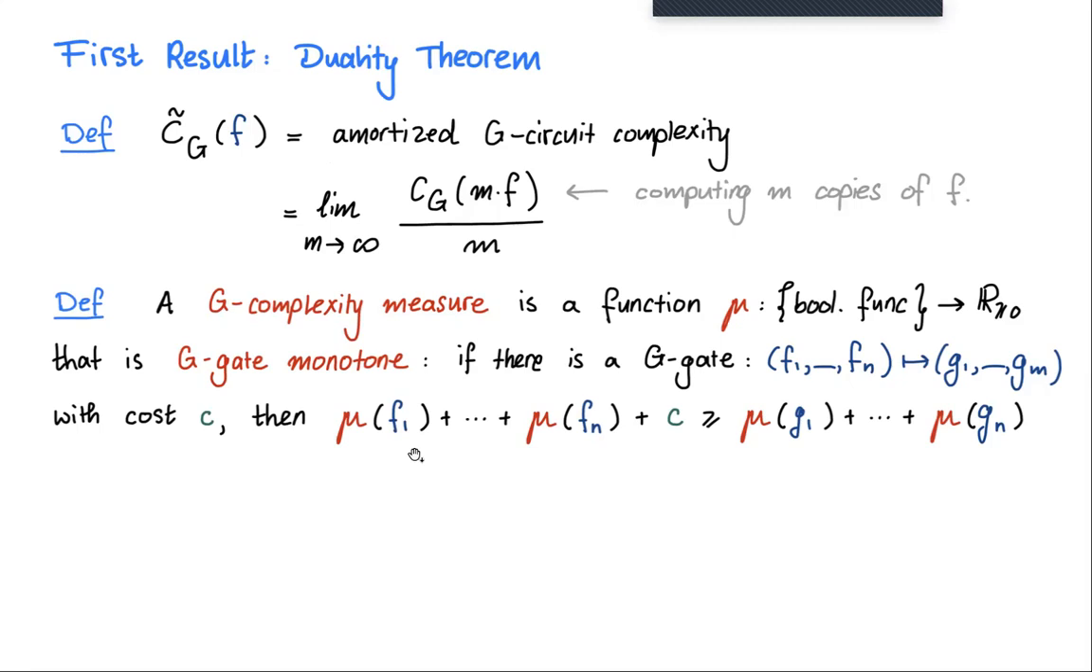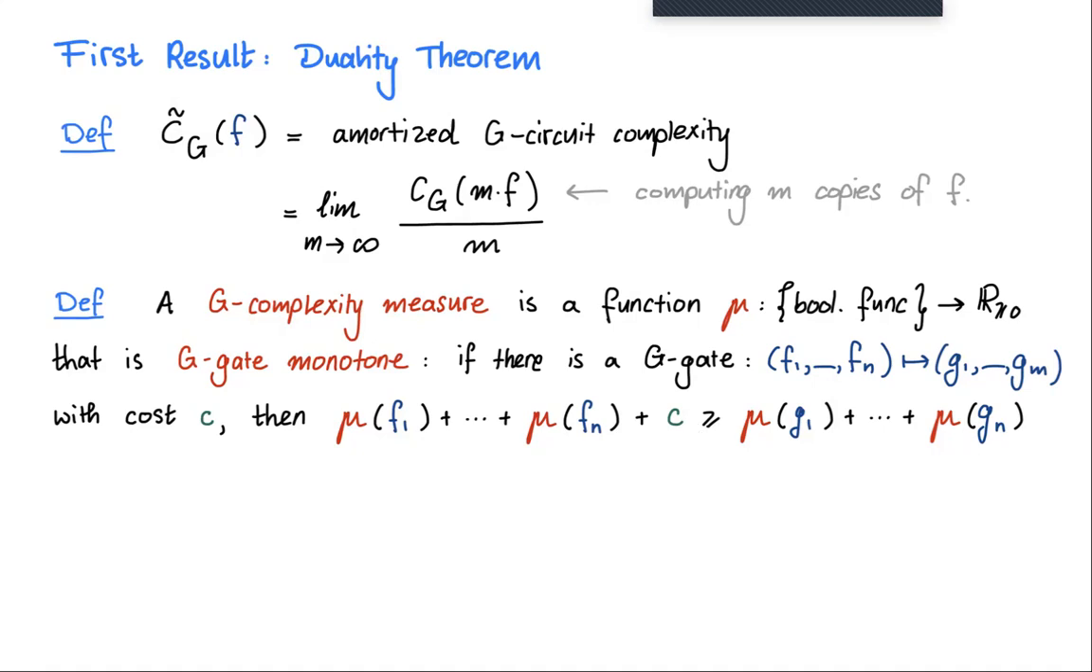And to explain the duality to you, I define a G complexity measure as a function mu from Boolean functions to the reals that is G gate monotone. So this means that if there is a G gate that maps this collection of Boolean functions f1 up to fn to g1 up to gm, and the cost of this gate is c, then we want this function mu to satisfy this inequality. So the sum of the mu of the fi's plus c has to be at least the sum of the mu applied to the gi's.